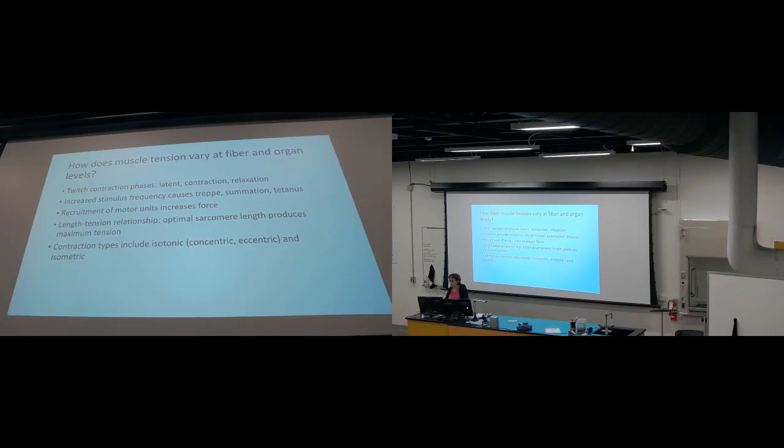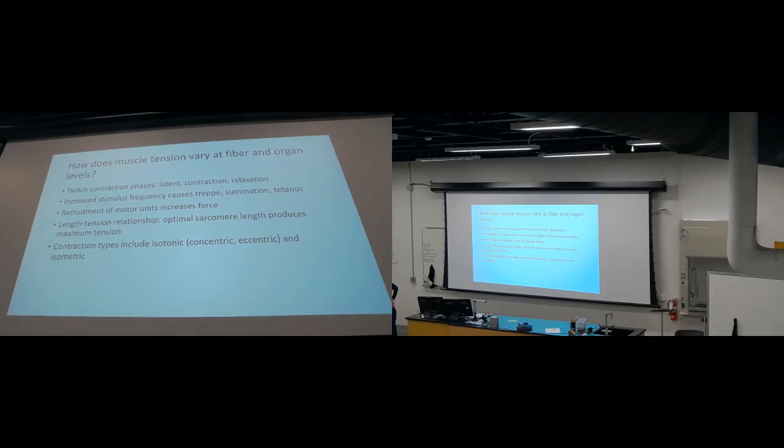So now we have a length-tension relationship. So the optimal sarcomere length will produce the maximum tension. There is a specific amount of actin and myosin head overlap that can produce this maximum tension. If you don't fully contract up to this length, the muscles, you don't expect to have more tension or more force.